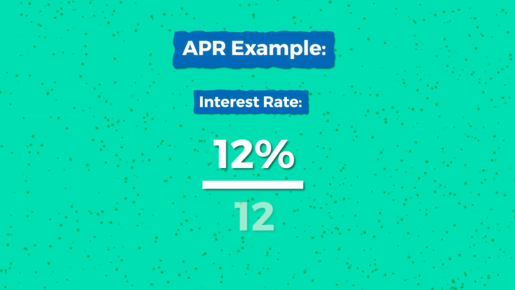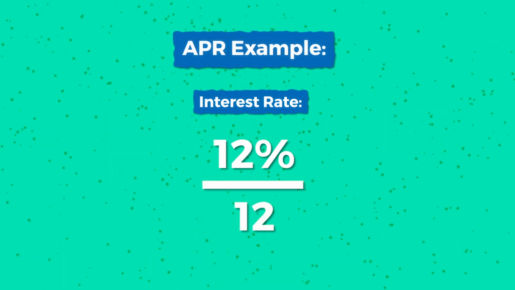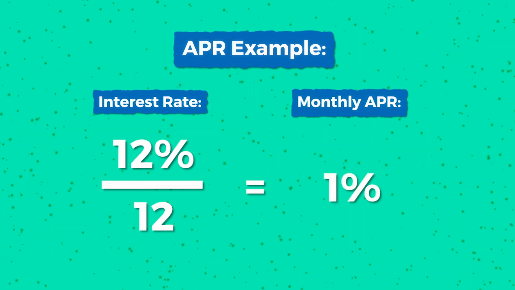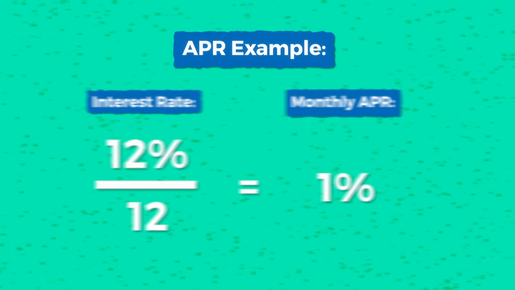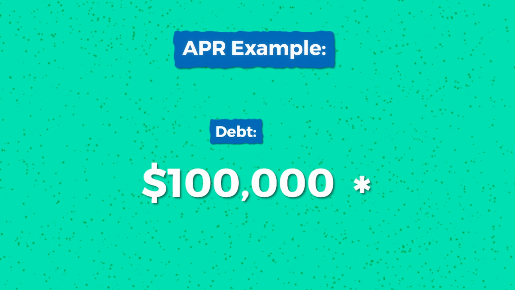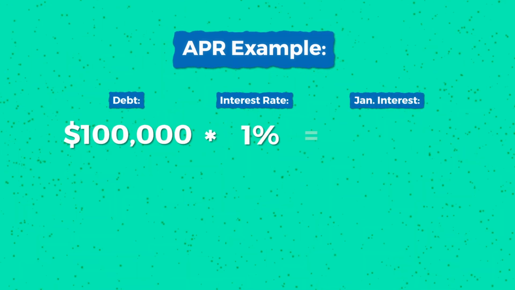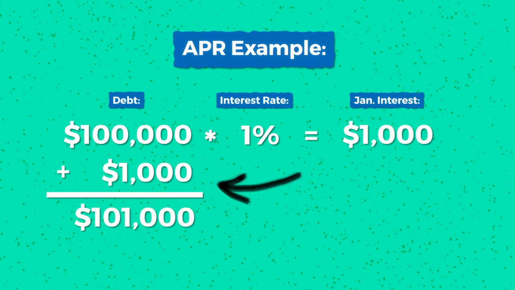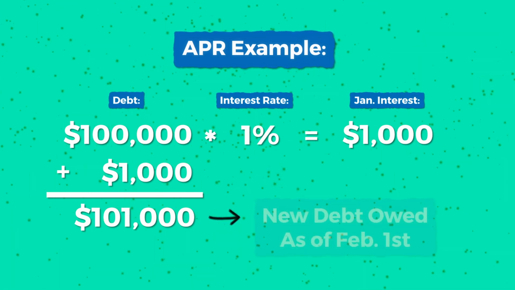So let's look into the example that we mentioned earlier with the $100,000 in debt with a 12% APR. What you want to do now is divide that 12% APR by 12 months. And essentially what that gives you is a 1% APR per month. So in January, you take your $100,000 in debt and you multiply that by 1%, giving you $1,000. So your new balance is going to be $101,000.